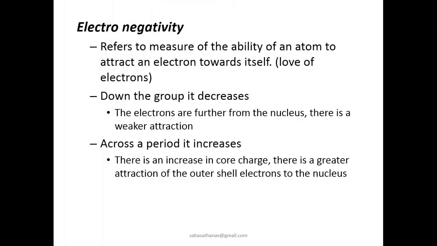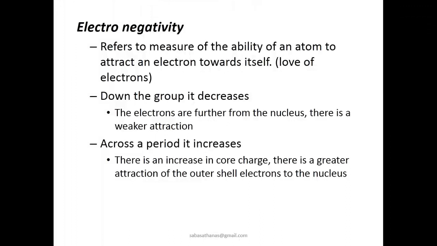But across the period it increases. When I'm saying across the period it means from left to right. From left to right, there is an increase in core charge. Know this on why? Because there is an increase in core charge, there is a great attraction of the outer shell electrons to the nucleus. Unakuta inapokuwa core charge inaongezeka, size imepungua, ile force of attraction inakuwa kubwa.